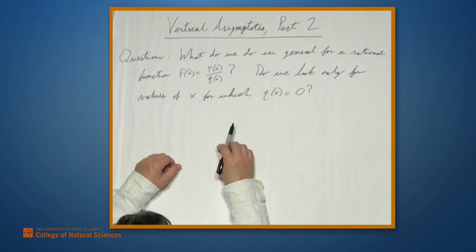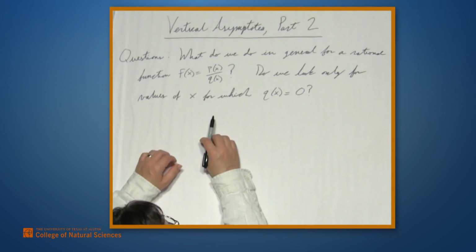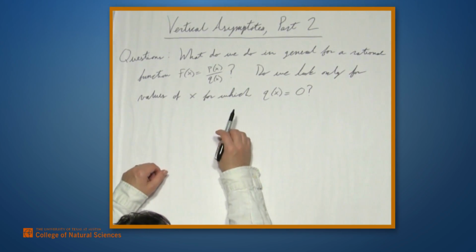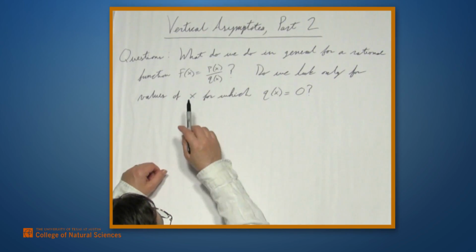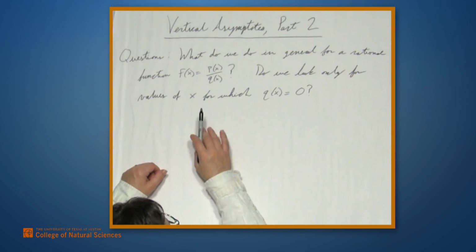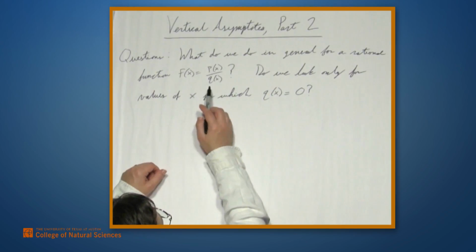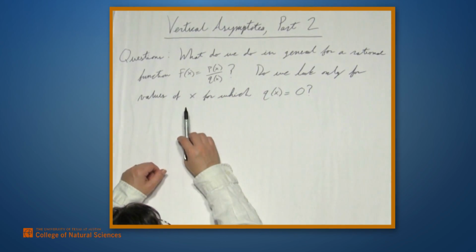We're here at the example table, and in this video we continue talking about vertical asymptotes. So the question that arises now is, what do we do in general to find the vertical asymptotes for a rational function f of x equals p of x over q of x, where p and q are any polynomials? The examples we saw in the previous video had a constant function in the top and a fairly straightforward function in the denominator, so q was fairly straightforward.